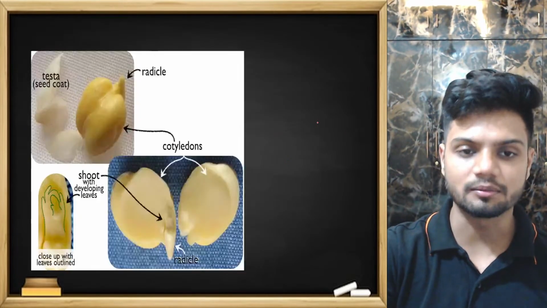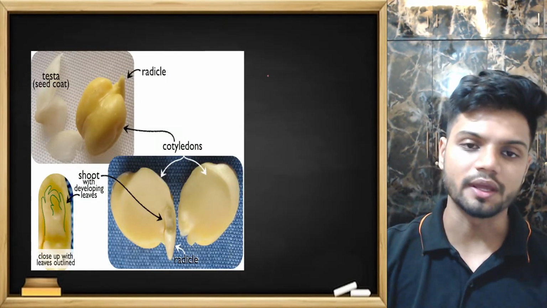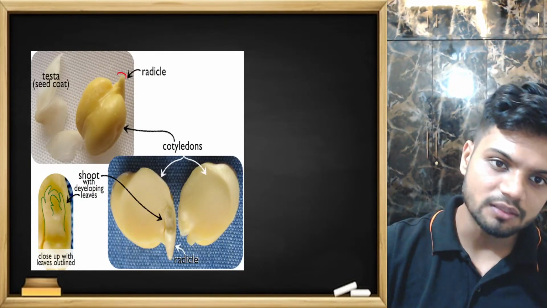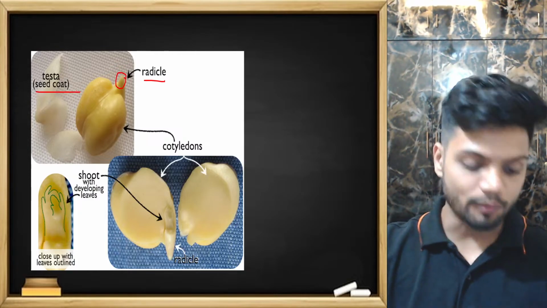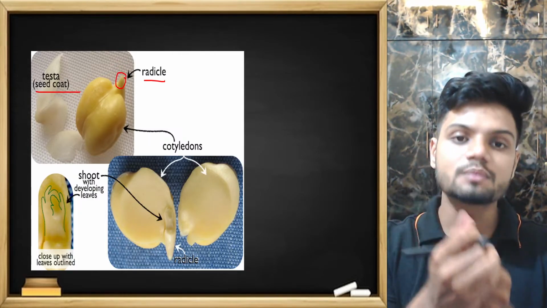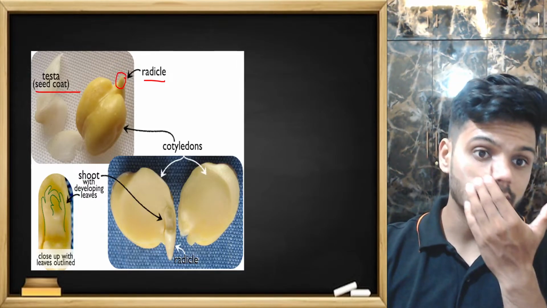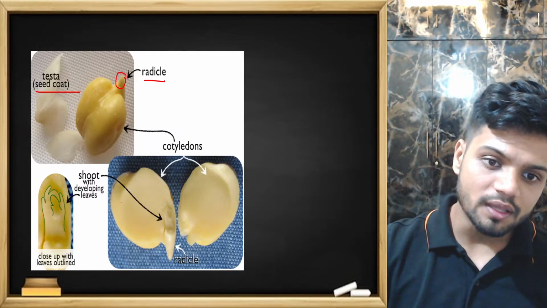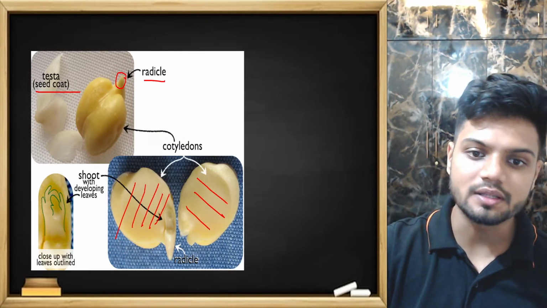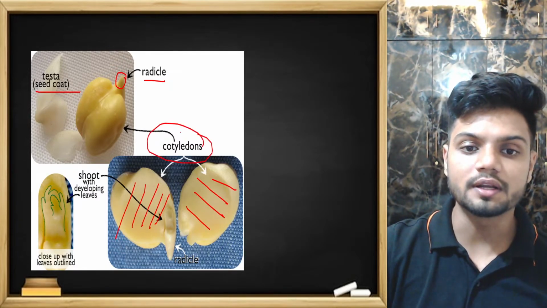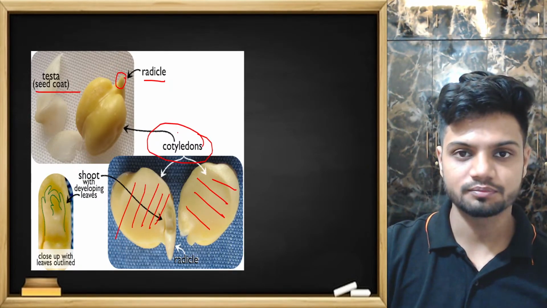For example, chana or chole butter masala. When you eat chole, have you seen this part here? That is called the radicle. And have you seen the seed coat coming out? You might have seen, right? The seed coat is coming out of some chole. That is basically the seed coat, that is testa. Now, the inner fleshy part here, can you see? The inner fleshy part is called the cotyledons. They are the two cotyledons, or dicotyledons.